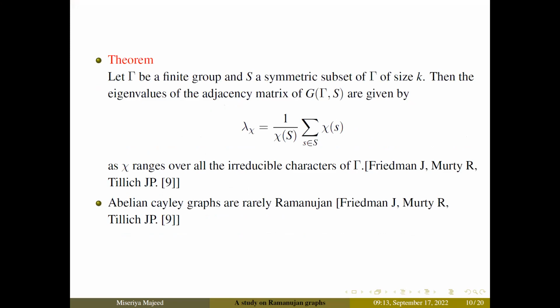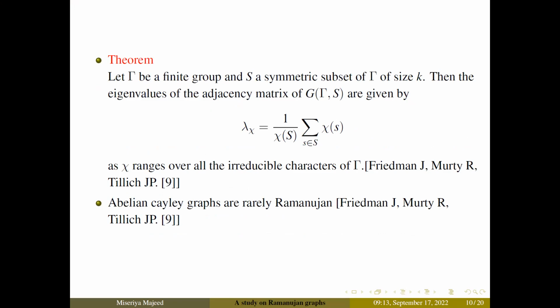To know about the spectrum of Cayley graphs, we can find help from this theorem. That is, if gamma is a finite group and S is a symmetric subset of gamma of size k, then the eigenvalues of the adjacency matrix of G of gamma, S are given by lambda chi equal to the sum over s in S of chi of s, as chi ranges over all the irreducible characters of gamma.